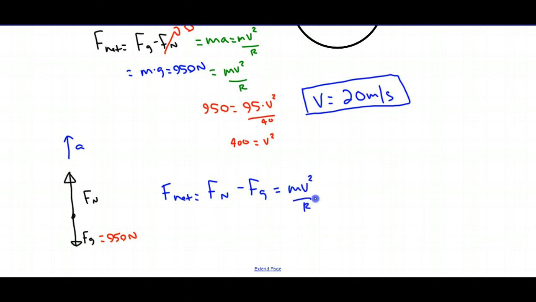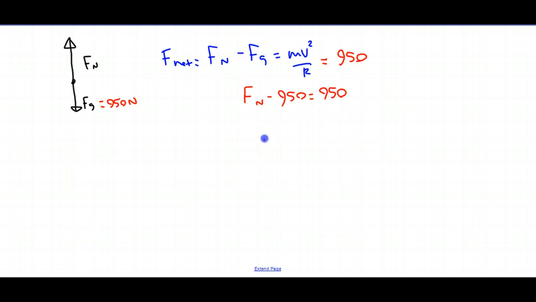Now we know exactly how much mv squared over r is from the top. That is 950 newtons. We know that our Fg is 950, so what we have is that our normal force minus 950 is going to equal 950, and so take a look at the result of this. Our normal force is equal to 1,900 newtons.